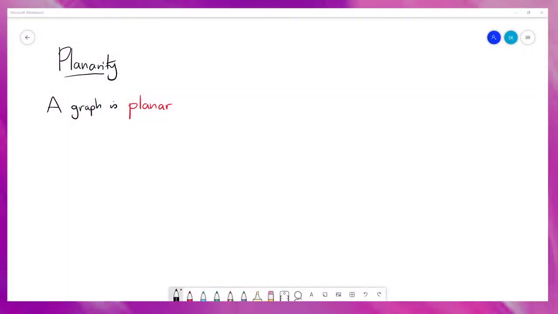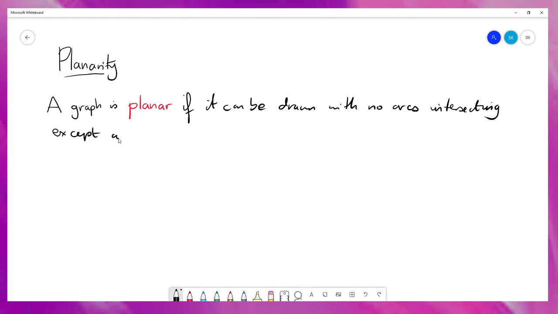So, what is planarity? Well, a graph is planar if it can be drawn with no arcs intersecting except at vertices. And this applies to networks as well.